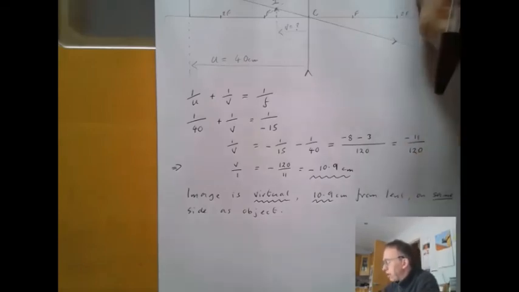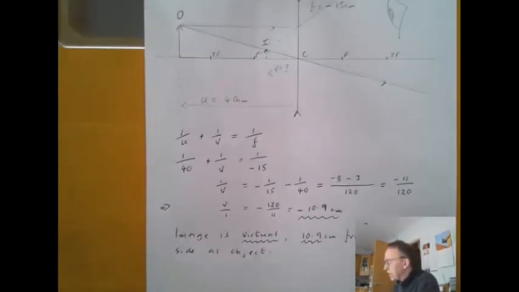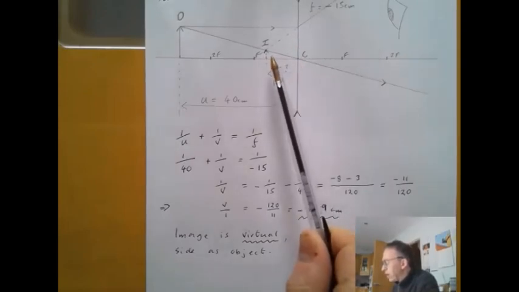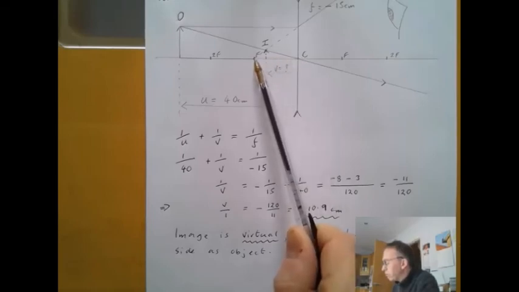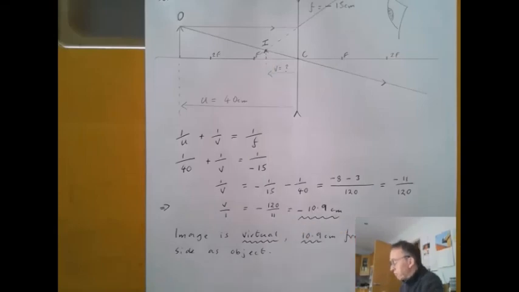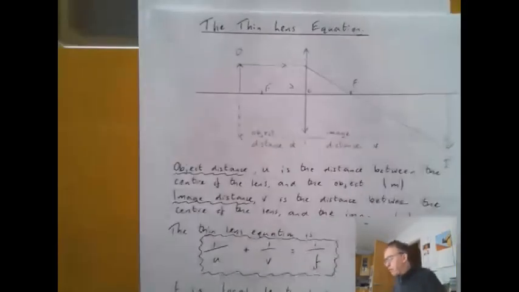And that agrees with our diagram, which said that the image should be virtual, it should be on the same side as the object, and it should be somewhere between the center and the focal point, and the focal point is 15 centimeters, so 10.9 centimeters seems about right. And that's that. So at this point then you should have in your notebook a little note about the thin lens equation and answers to those five questions.